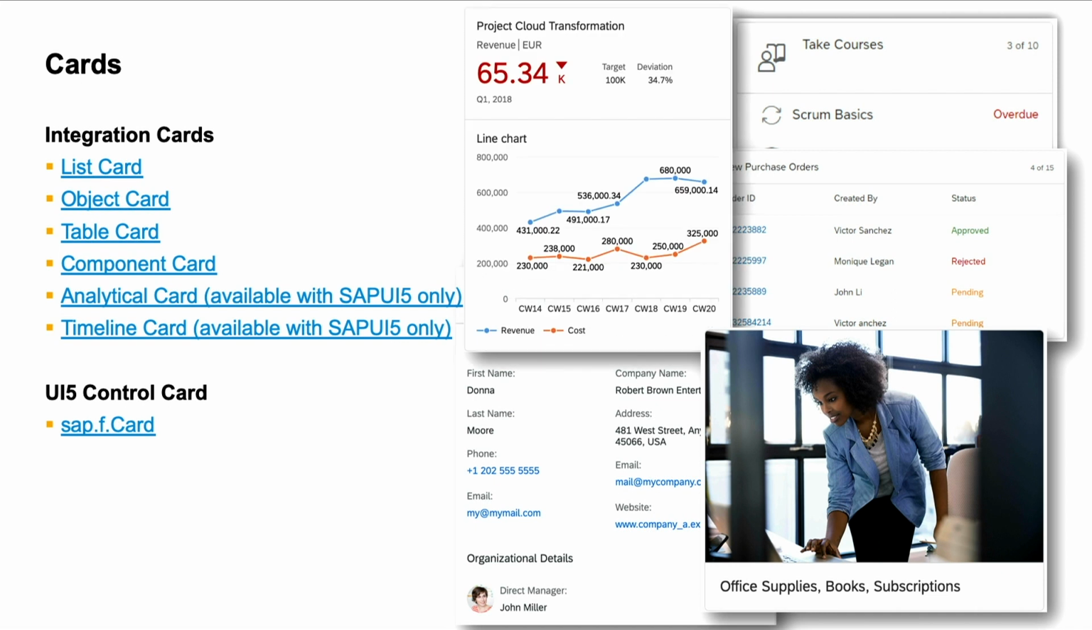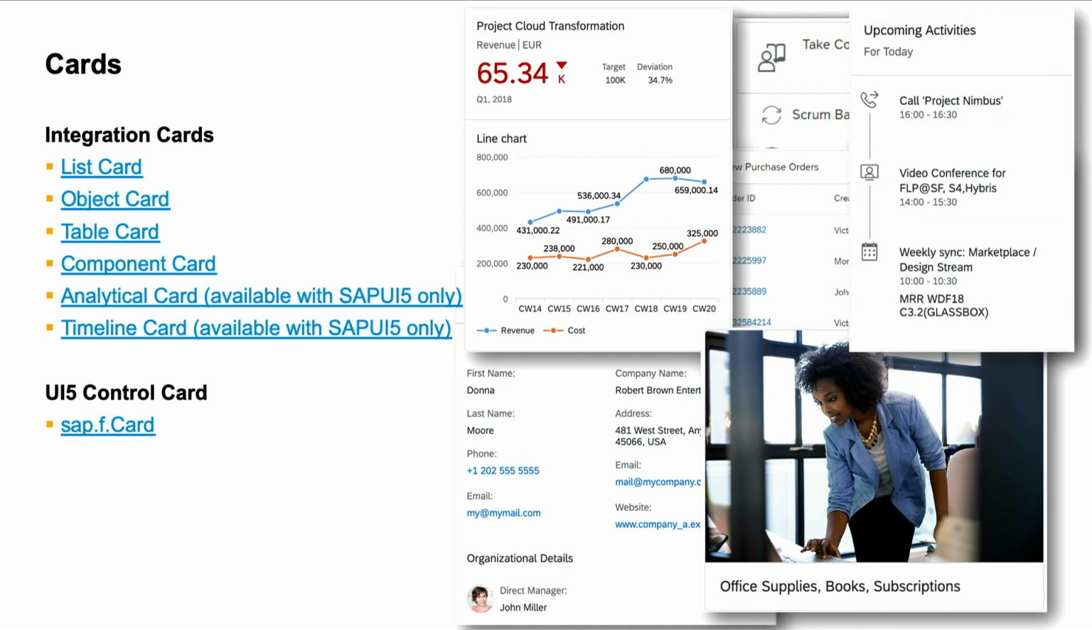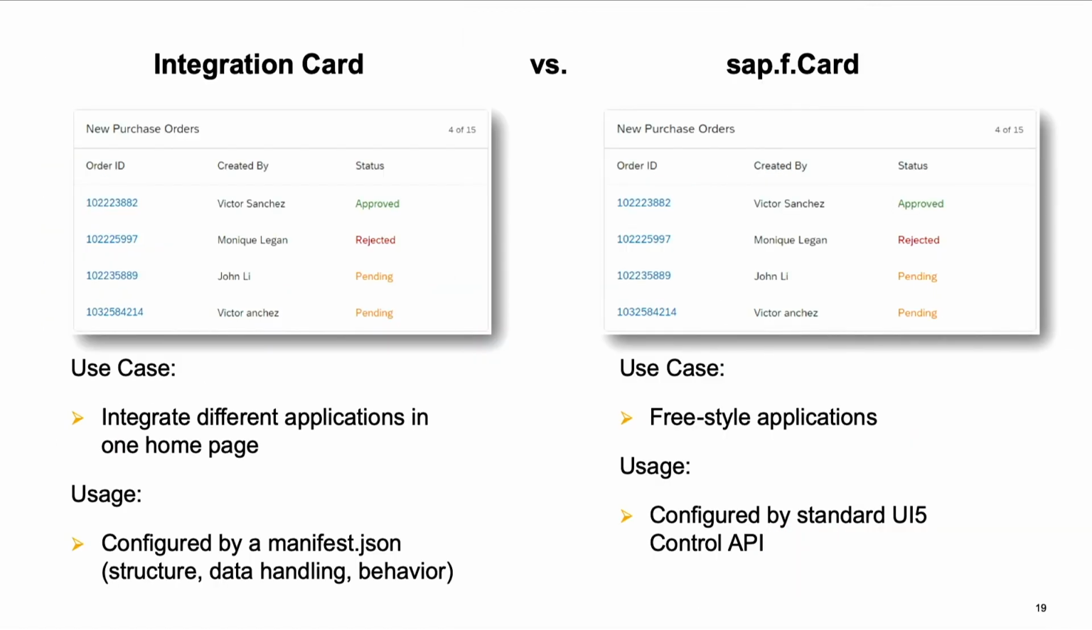We also have an analytical card, which is underneath this chart, and you can show any kind of analytical data. And we have a timeline card with a timeline content. But as you may see, there's a little bit of information about them. The analytical and the timeline cards are only available with SAP UI5, so be sure to have that loaded when you're trying out these 2 types of cards. And also, we have the UI5 card control. To get any confusion out of the way, I'll show you the differences between these 2 cards and what use cases are best for them.